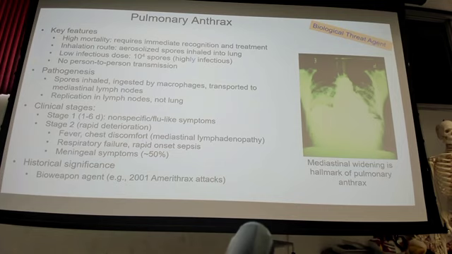We also had a very well-known incident that probably occurred before any of us were born, in 1979 in Sverdlovsk, Russia. Heard of that incident? It's referred to as the Sverdlovsk incident. But at that time in the USSR, in this city, which used to be called Sverdlovsk, now it's Ekaterinburg, they had a biological weapons facility.